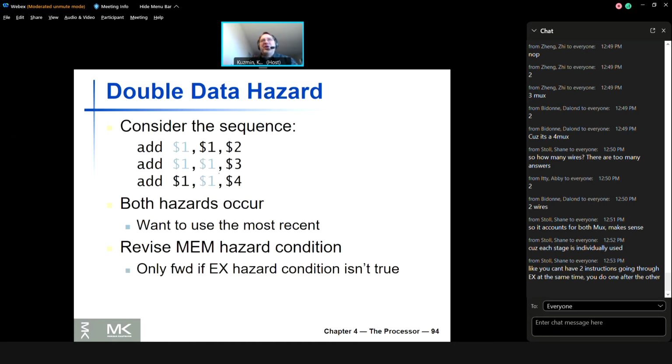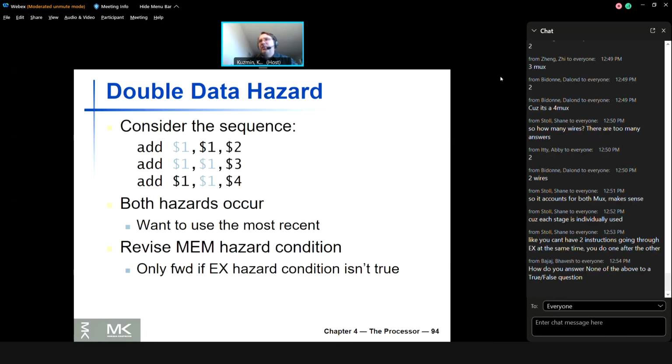So next thing, turns out things can be even more complicated. You can't have 2 instructions going through EX at the same time. You do one after the other. Exactly. So you cannot have 2 instructions where you would need to forward from their EX stage and their MEM stage at the same time.